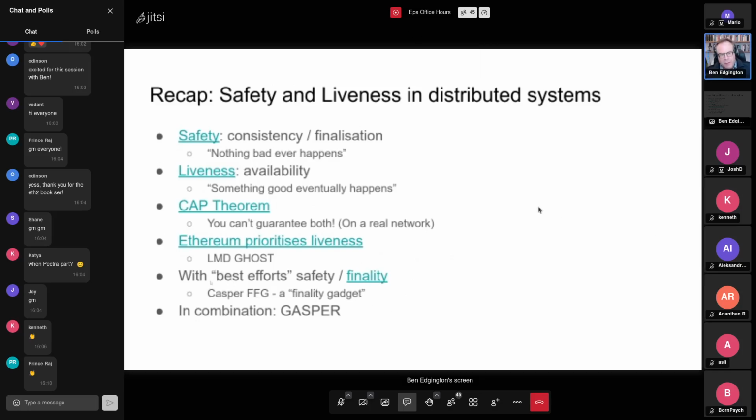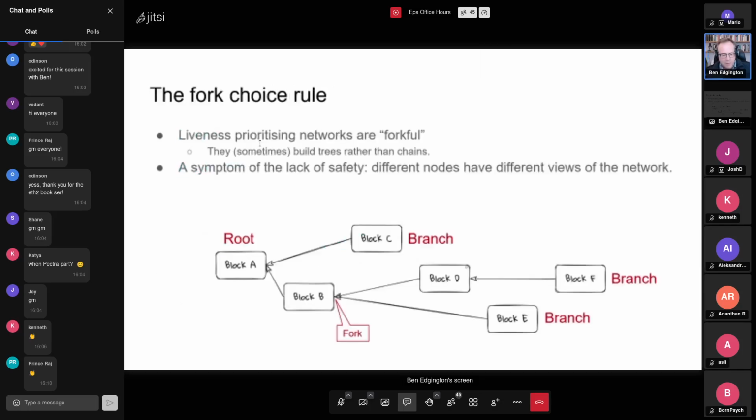But on top of that, we add this kind of best efforts finality gadget. We'll come to that in much greater detail. So we kind of guarantee liveness, and we have best efforts safety, and in combination we call that Gasper. So that sets the scene. We'll be unpacking all of that as we progress.